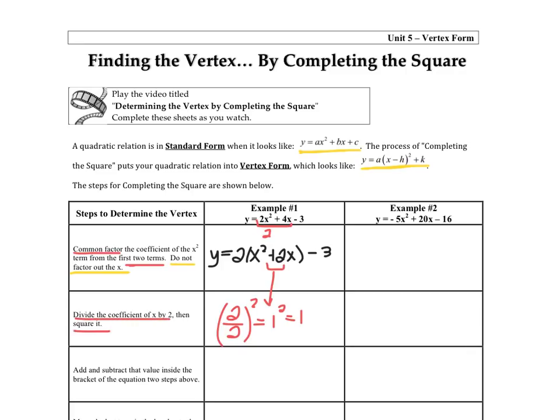Now you're going to add and subtract that value inside your bracket. You have to add and subtract because if I'm doing positive 1 minus 1, that really simplifies to 0, so I haven't actually changed anything. That's why I need both operations. So I'm going to have 2 times x squared plus 2x plus 1 minus 1. Close that bracket, and we can't forget about the minus 3 at the end. I technically haven't changed anything, because if I were to collect my like terms, it would simplify to the same thing.